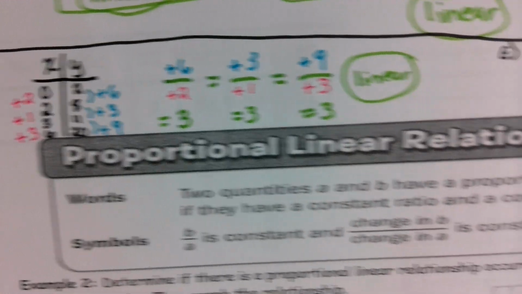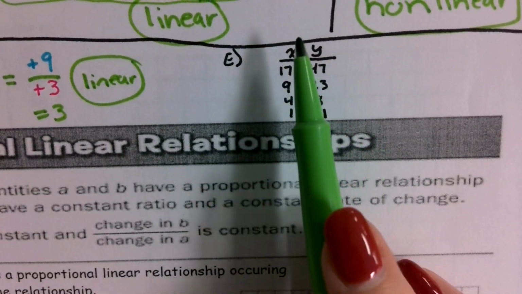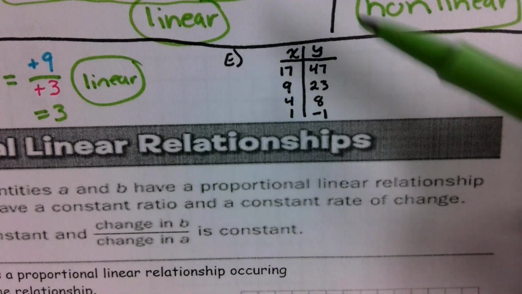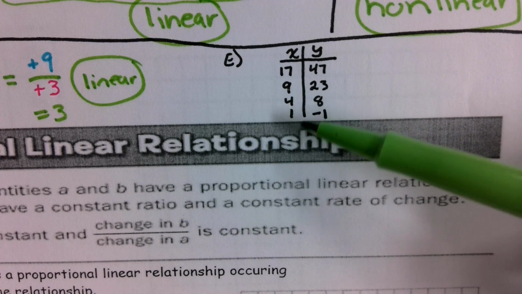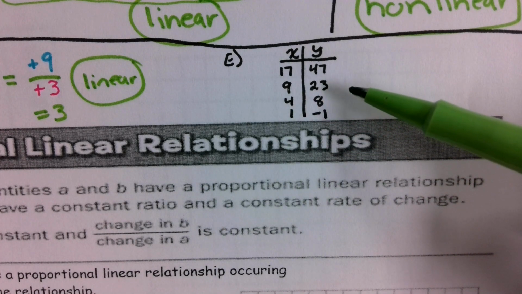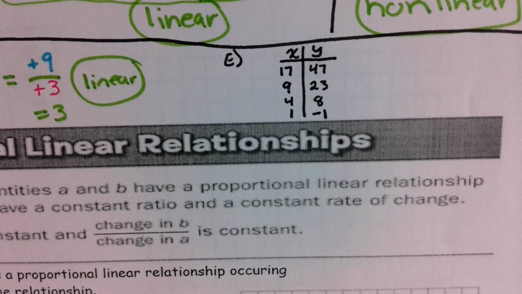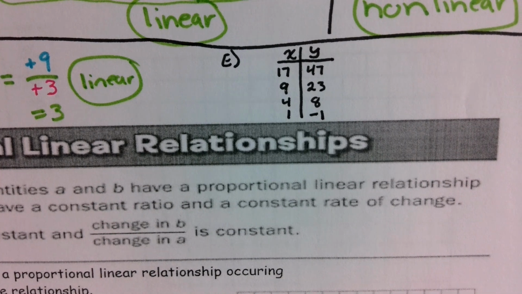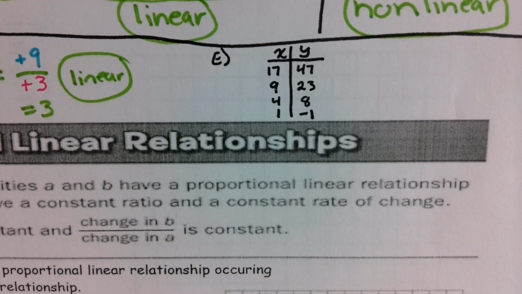Okay, I want you to try that with this table. Here's your x and y values. Your x is at 17, 9, 4, and 1. Your y value is at 47, 23, 8, and negative 1. Identify if it's a linear relationship or not by seeing if it has a constant rate of change.